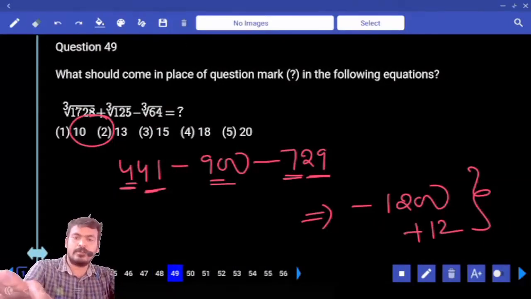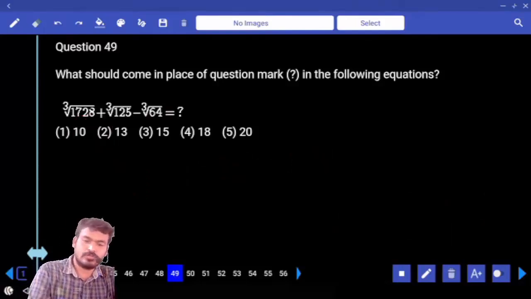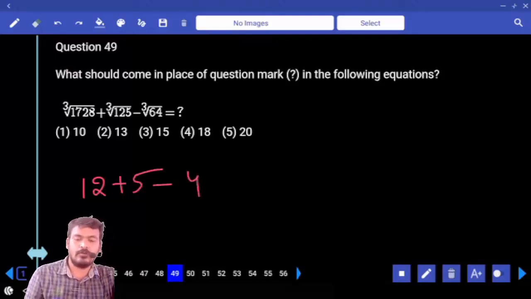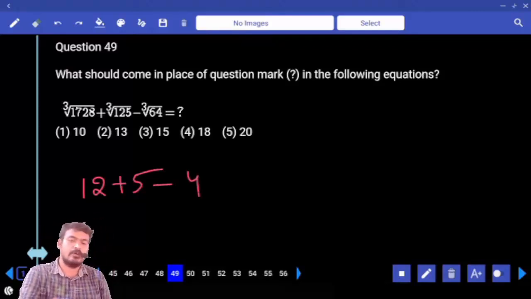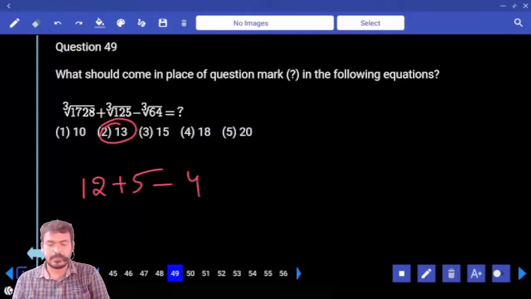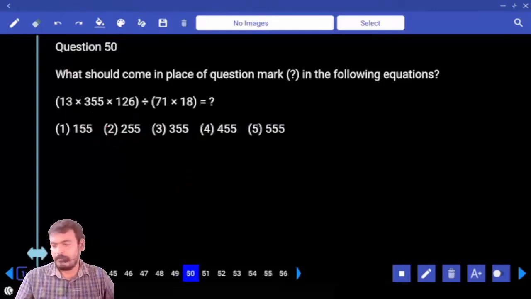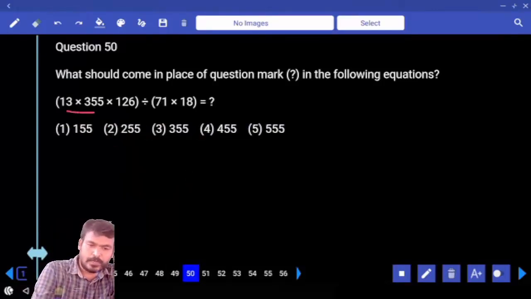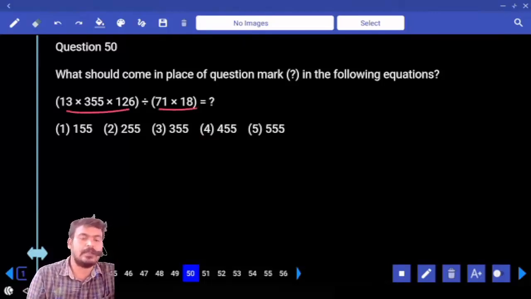Cube root of 1728, how much? 12. Cube root of 125, 5. Cube root of 64, 4. 17 minus 4, 13, or not? Next question number 50. First priority numerator and second priority denominator, or not?